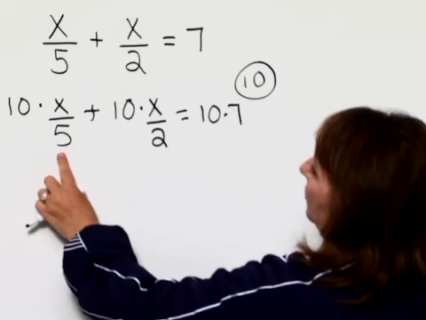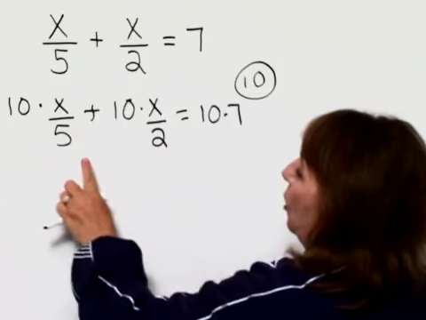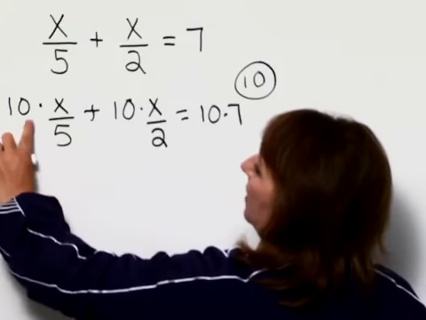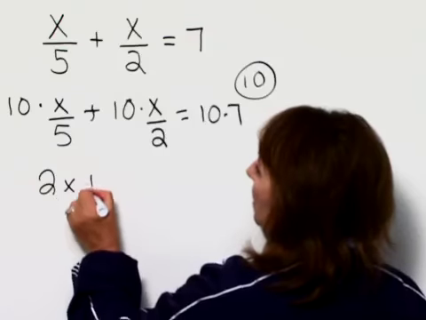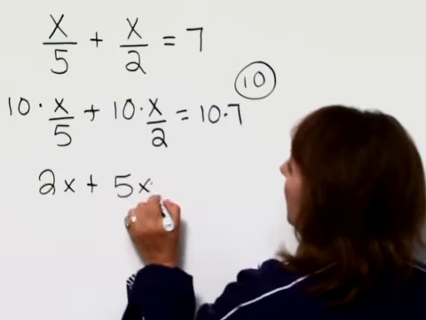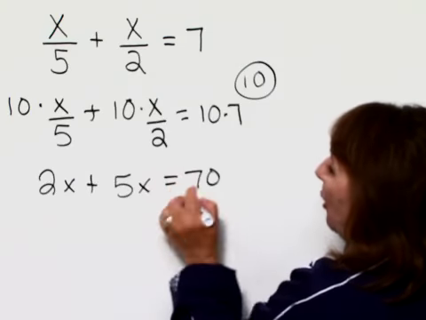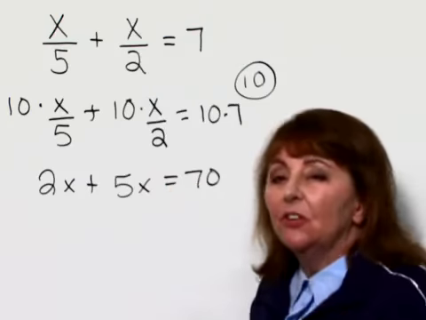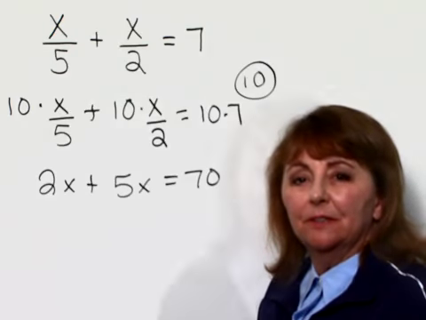So 10 times x over 5 plus 10 times x over 2 equals 10 times 7. When we do this, we see that 5 divides into 10 and we end up with 2x. Plus 2 divides into 10 and we have a 5x here. And then we have 10 times 7 equals 70. Our equivalent equation now doesn't have fractions and can be solved more easily.